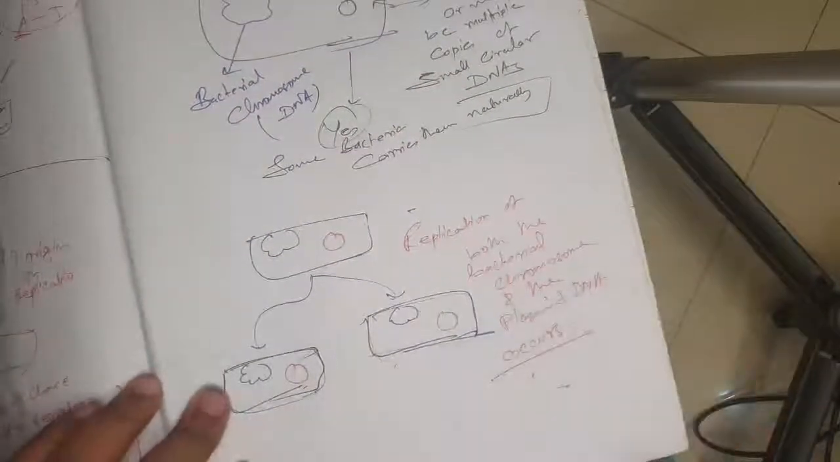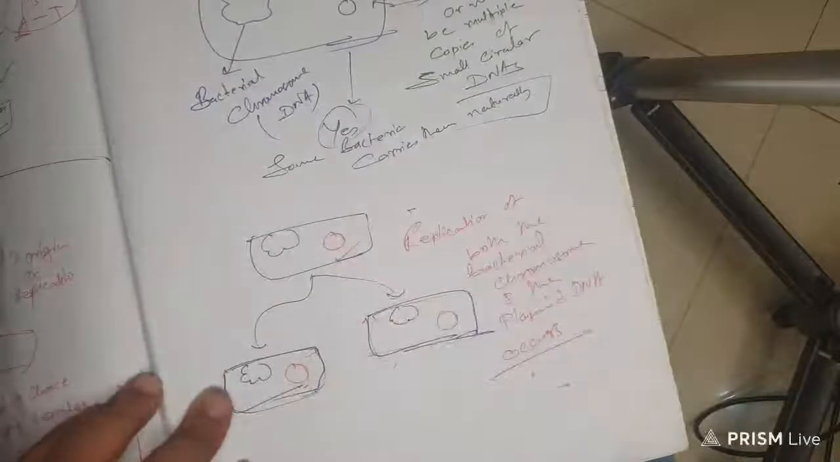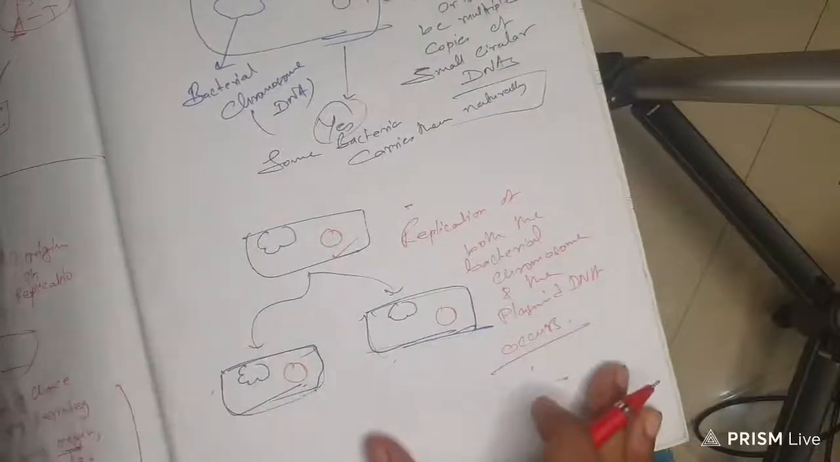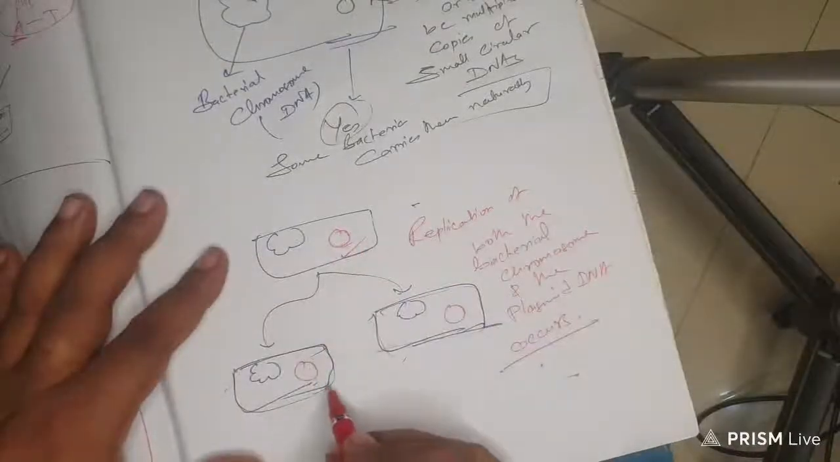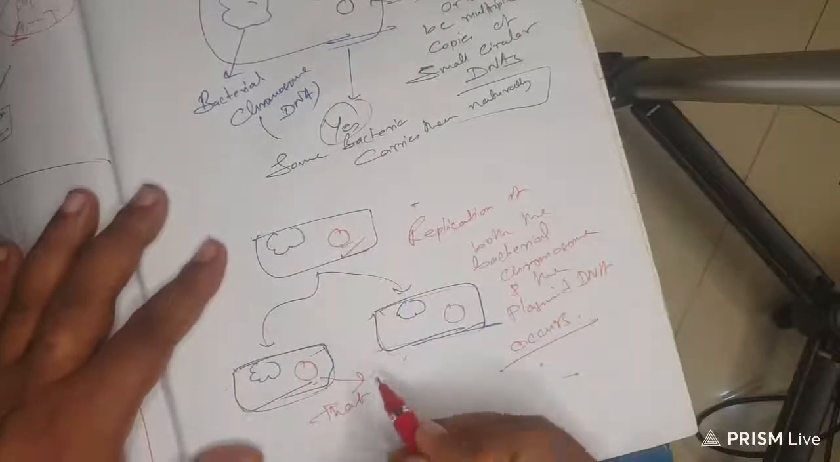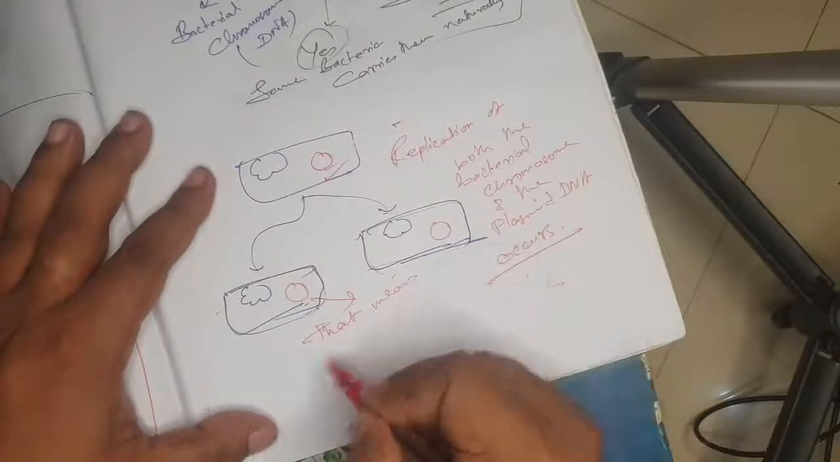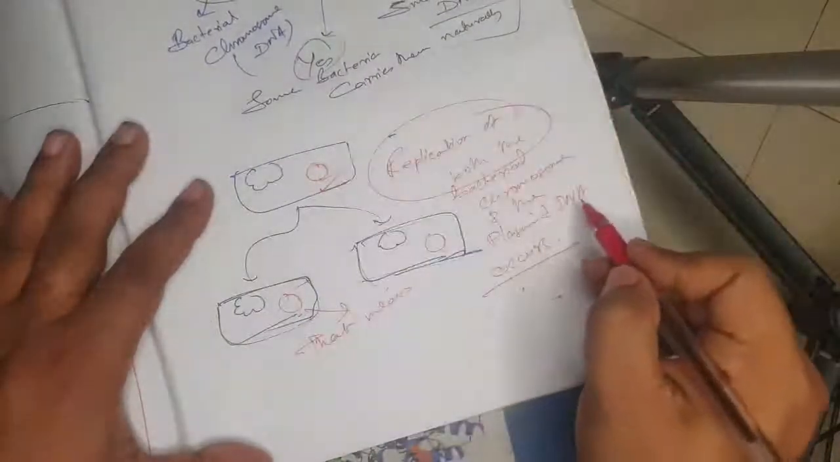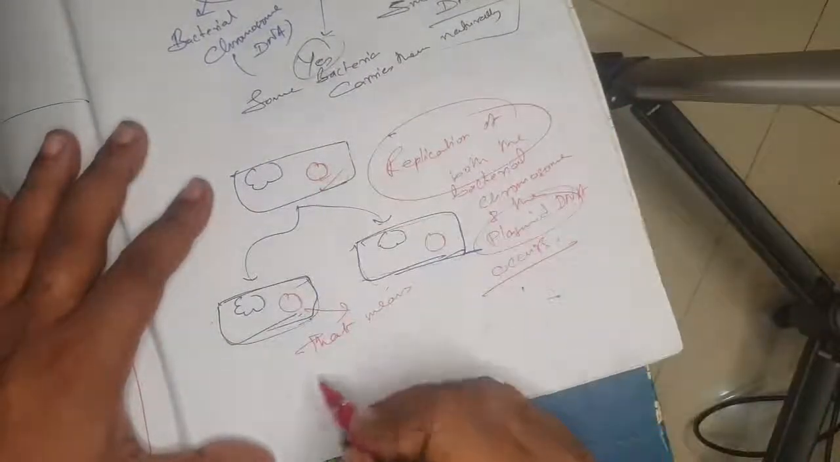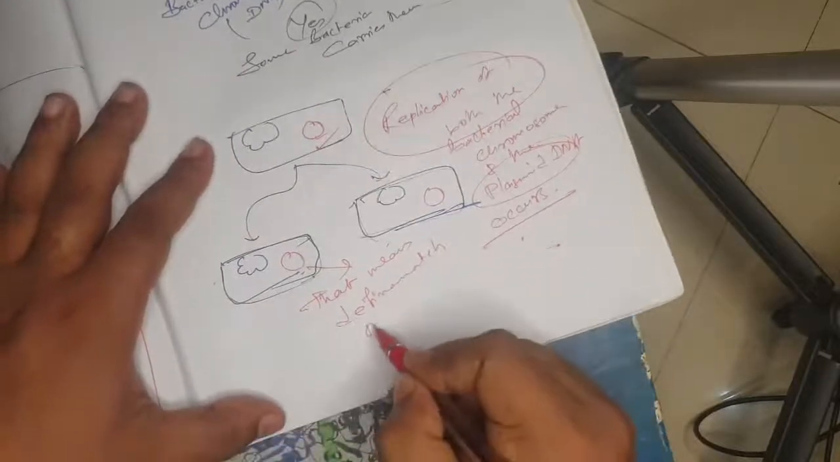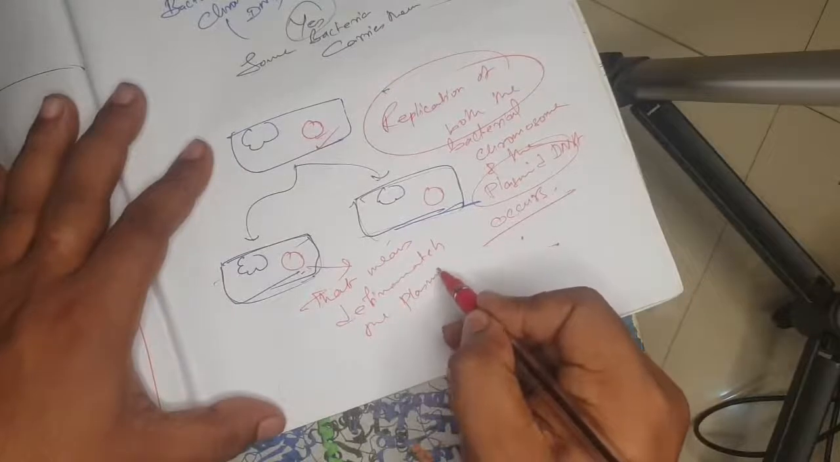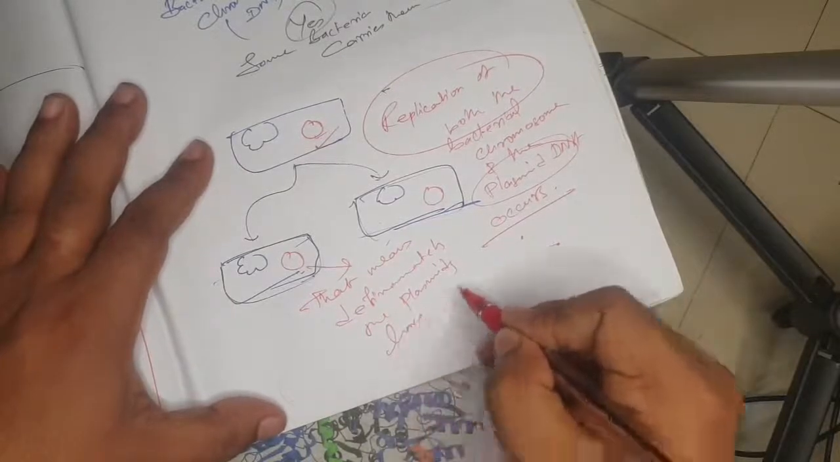So I have told a lot of basics. Now these plasmids can act as vectors. Why am I telling you this? Because these plasmids are replicated, that means definitely the plasmids have an origin of replication.